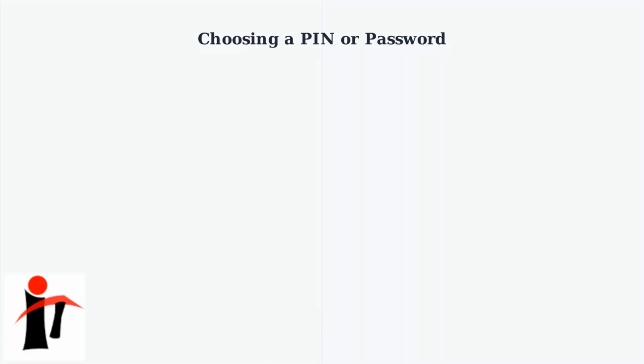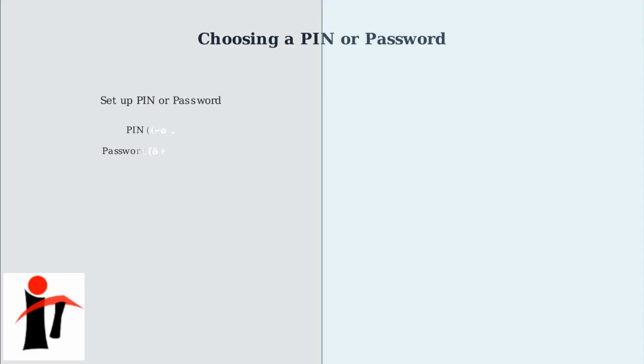After disabling Face ID, the Wells Fargo app will prompt you to set up a PIN or password as your new primary authentication method. This is essential for maintaining security. The app will present options for either a PIN, which is a numeric code of 4 to 6 digits, or a password, which requires at least 8 characters including letters and numbers.